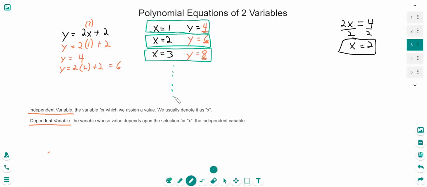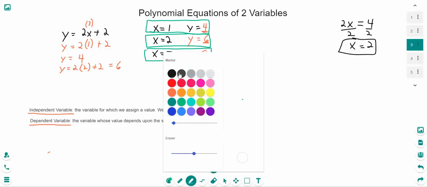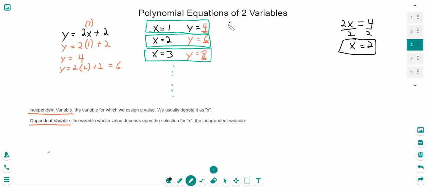Okay? Now, it gets very tedious always writing out x is equal to something and then y is equal to something else. So, as a shortcut in math, we've developed a way to write these solutions. And the way is pretty simple. It's called an ordered pair. So an ordered pair just looks like this.